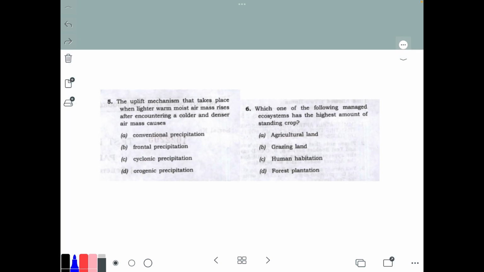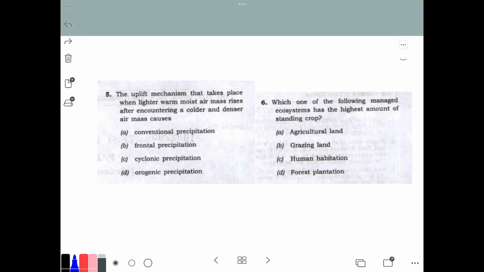Moving on to the next question, the uplift mechanism that takes place when lighter, warm, moist air mass rises after encountering a colder and denser air mass causes which kind of precipitation? Now we should know that this precipitation corresponds to what? Conventional precipitation occurs when heated air from the earth's surface rises upward along with the water vapor and it gets condensed when reached to higher altitude. That is the normal kind of precipitation that we experience mostly.